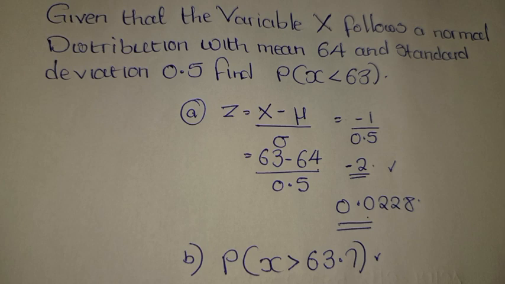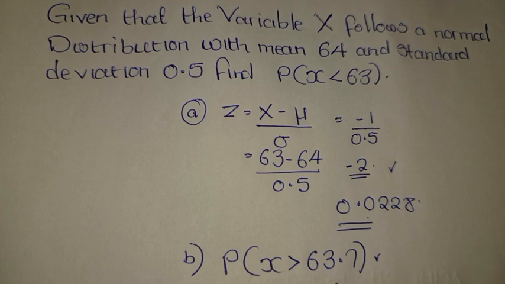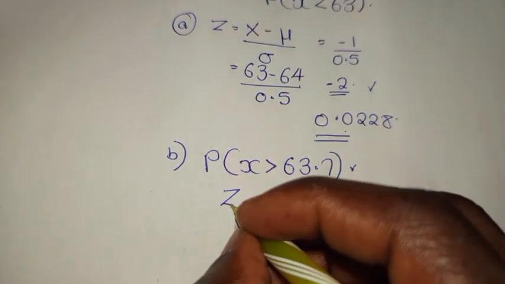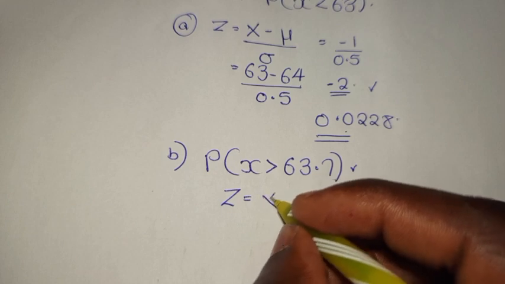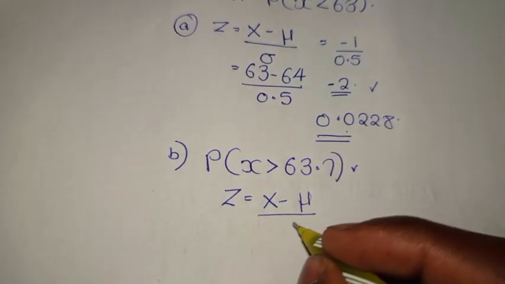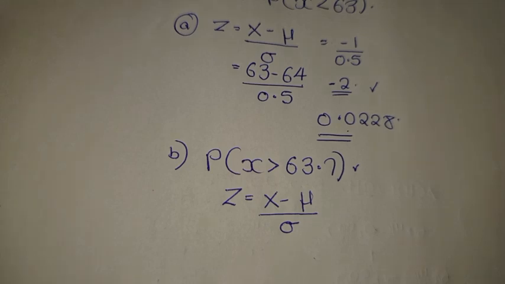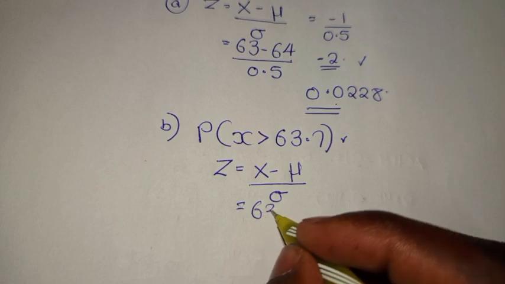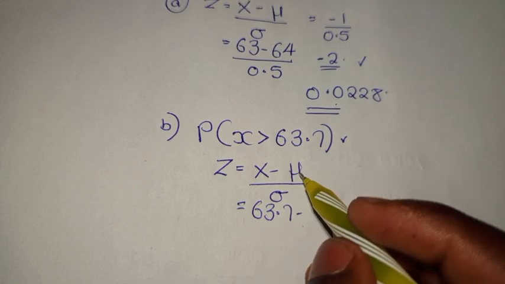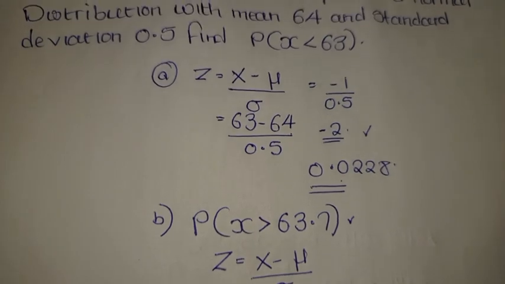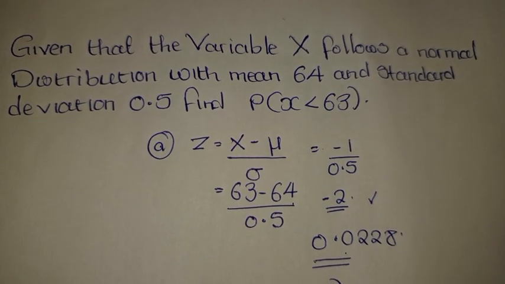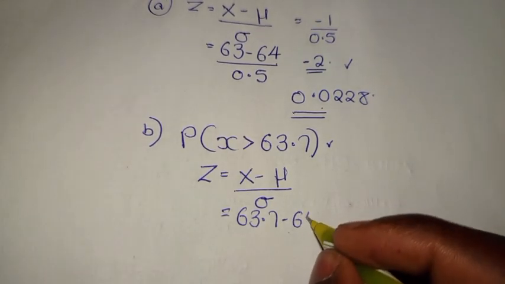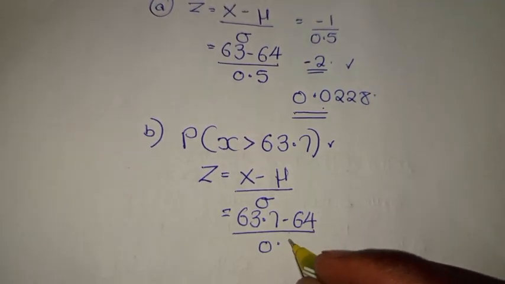63.7. Then remember, for you to be able to solve this kind of question, you need to use what is referred to as the z-score. So the z-score is defined as the variable x minus the mean, divided by sigma, where sigma is simply the standard deviation. Remember, the value that they have given us for x is 63.7, and in the statement above, they have told us that the mean is 64 and the standard deviation is 0.5.